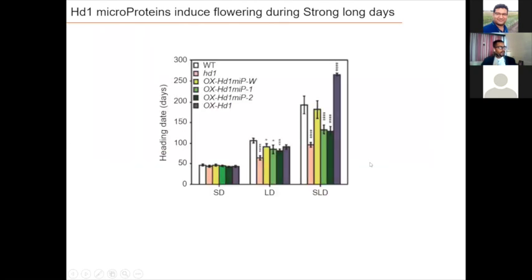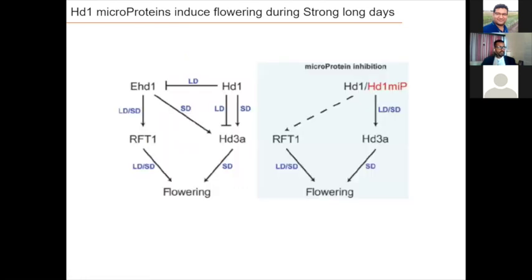And if you look here, during short days, the heading time is the flowering time. Flowering time has reduced a lot for the HD1 mutant and the microprotein overexpressing lines targeting HD1 in rice. So this tool behaves in a way that, using microprotein inhibition, you can control HD1, and during extra long days, it causes a phenotype similar to short days and causes flowering.